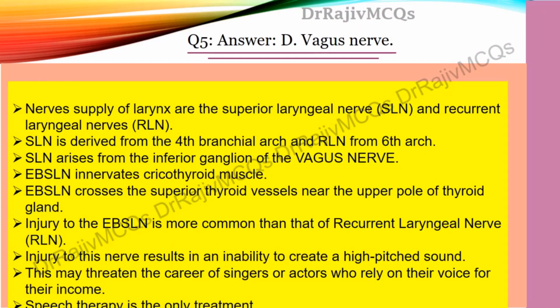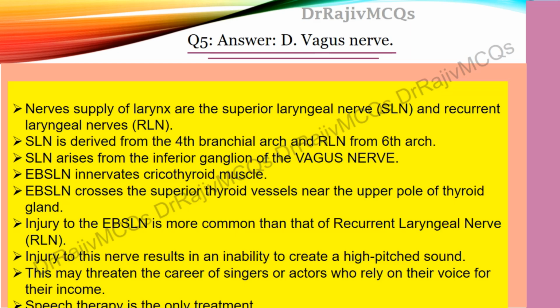The correct option in question number 5 is option D. Nerves supplying the larynx are the superior and recurrent laryngeal nerves. Embryologically, the superior laryngeal nerve is derived from the fourth branchial arch and the recurrent laryngeal nerve from the sixth arch. The superior laryngeal nerve arises from the inferior ganglion of the vagus nerve. The superior laryngeal nerve divides into a smaller external laryngeal nerve and a larger internal laryngeal nerve at the level of the greater horn of hyoid bone.